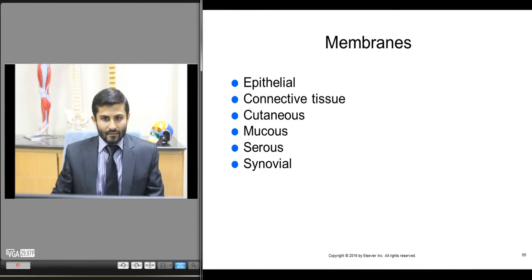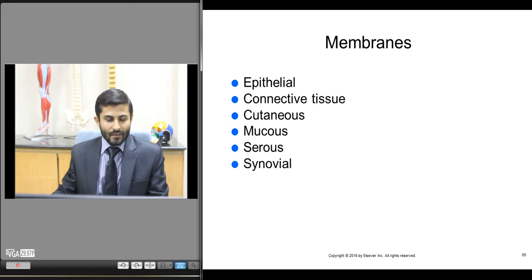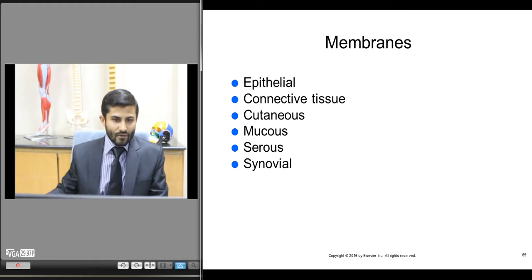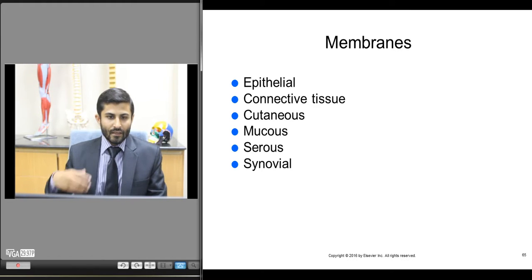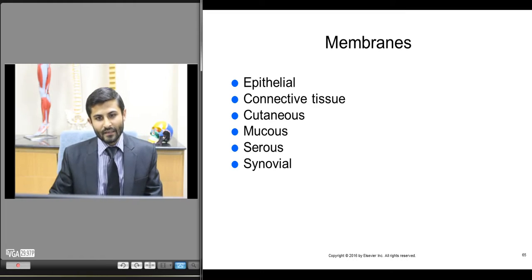The membranes can be epithelial membrane, connective tissue, cutaneous tissue, mucous tissue, serous and synovial tissue. The synovial is for secretion of synovial fluid in the joints. Serous is for secretion of serous fluid in or around the organs. Mucous membrane is what you have in the nose and in the mouth. Cutaneous layer in the respiratory system. Connective tissue is definitely present all over the body, and epithelial tissue.